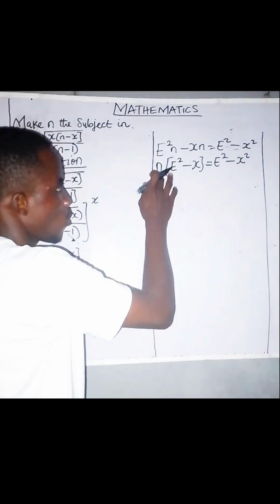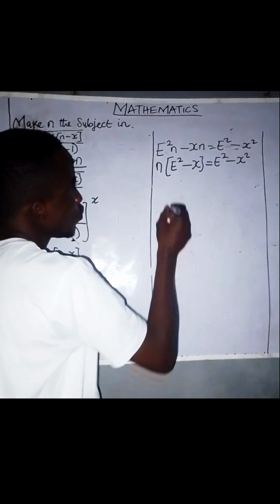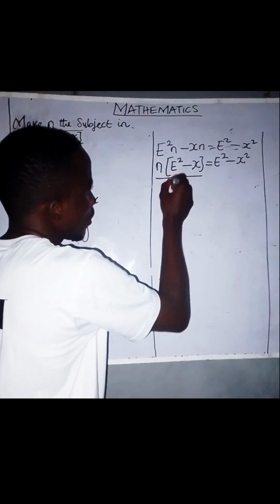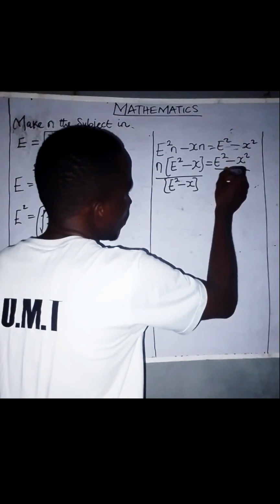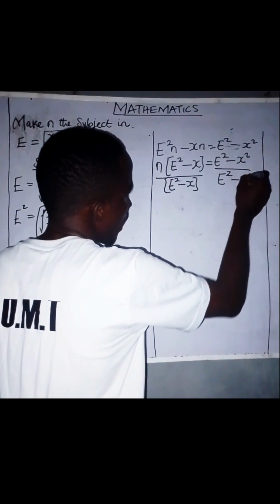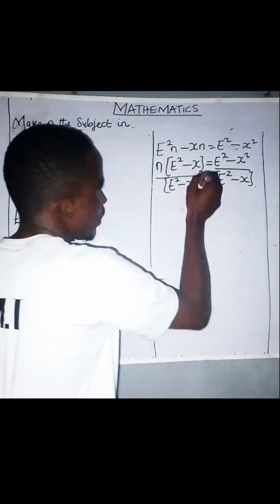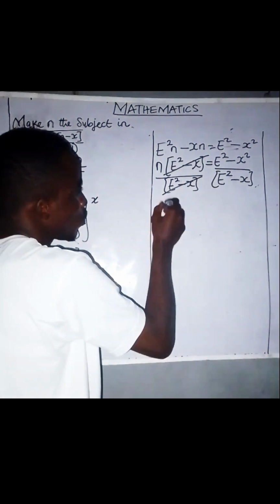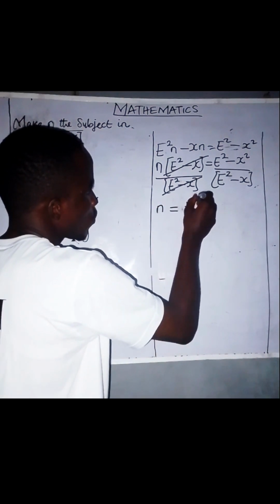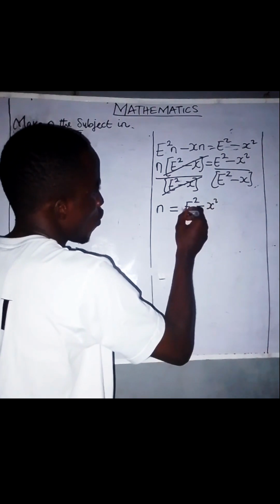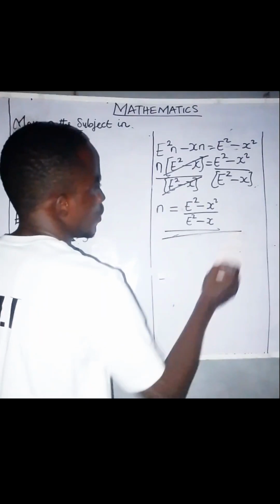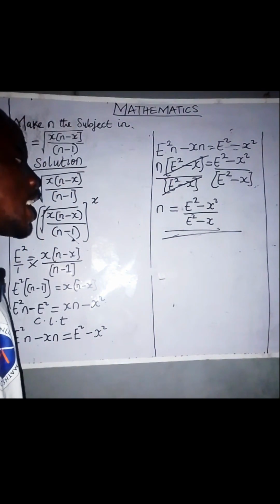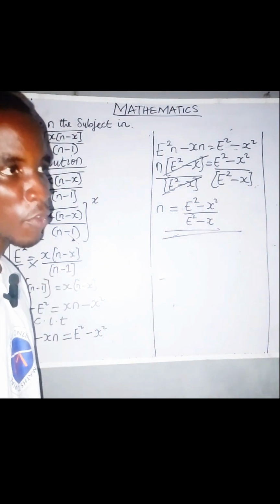Remember, my target is n, so I'm working with just n. From here, I can decide to divide both sides by E square minus x. So I'm dividing here by E square minus x. I'm also dividing this side by E square minus x. When they divide, this will remove this. So I'm left with n equal to E square minus x square over E square minus x. So this is my value of n. So I made n the subject of the formula from this question.